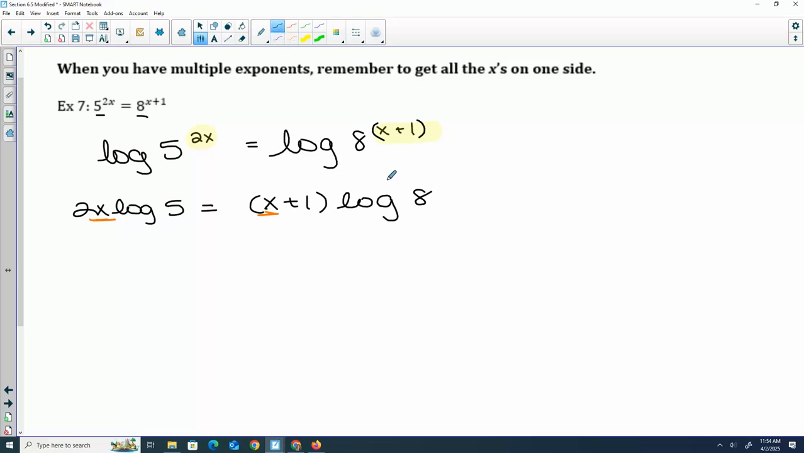For me to do that, I'm first going to have to multiply out the right-hand side. Now, log 8 just represents a number. So when you multiply anything with it, it just goes in front of the log. So x times log 8 is just x log 8. 1 times log 8 is log 8.